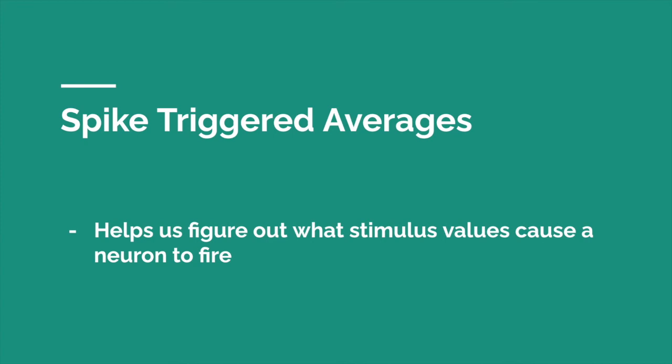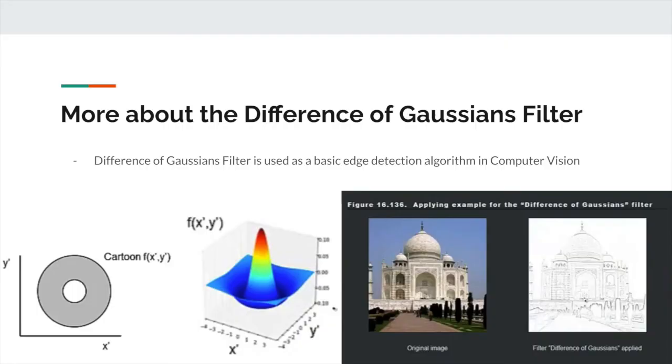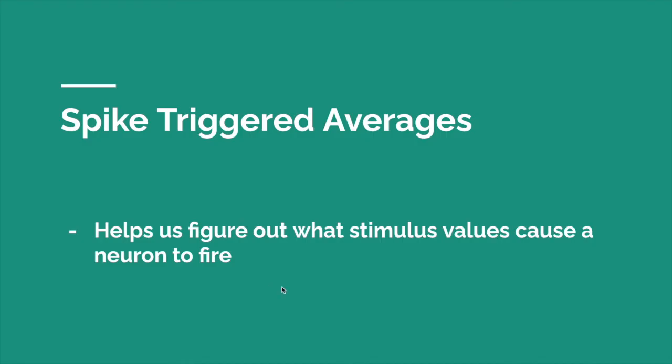In order to create the sort of filters that we talked about earlier, we first need to know beforehand that the specific neuron that we're recording data from is looking for areas of an image like this, right? We need to define the shape first. And so spike-triggered averages are a very simple yet effective way to do that.